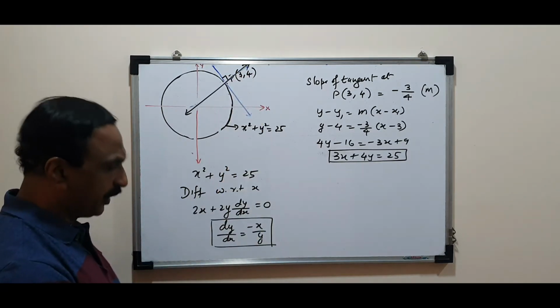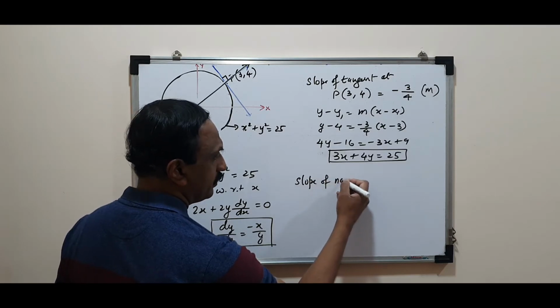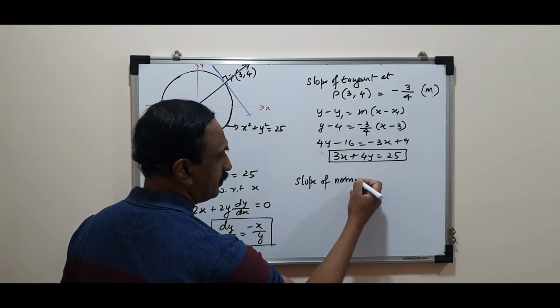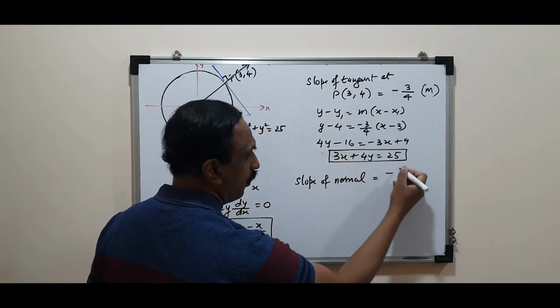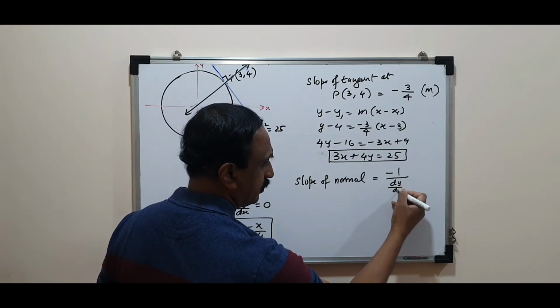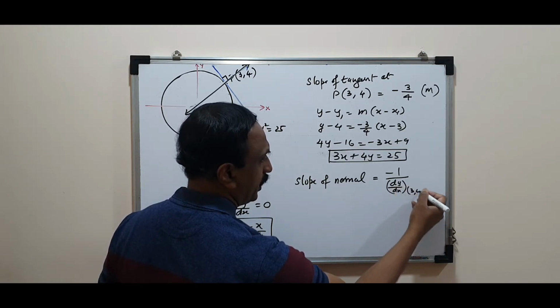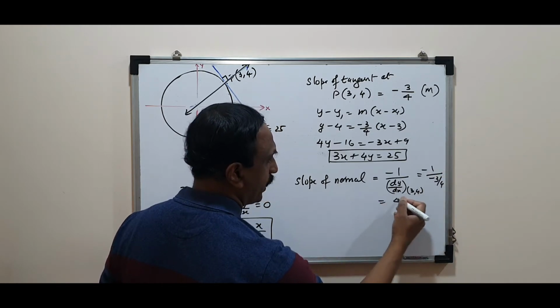So what will be the slope of the normal? Slope of the normal will be minus 1 upon slope of the tangent. So your answer become minus 1 upon minus 3 by 4. That is 4 by 3.